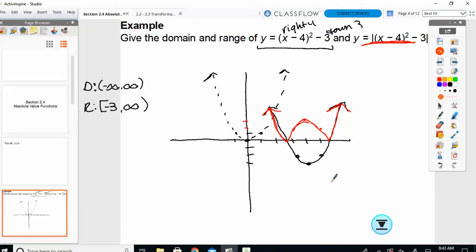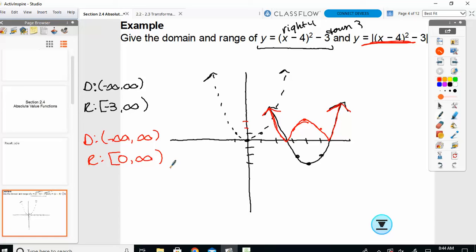What's the domain of that? Negative infinity to positive infinity. Right. Doesn't change my domain at all. But what's my range now? 0 to positive infinity. Good. Because if we did the absolute value, we're only getting positives. So the absolute value really just changes the range, the y values. It makes those positive. X can still be anything.